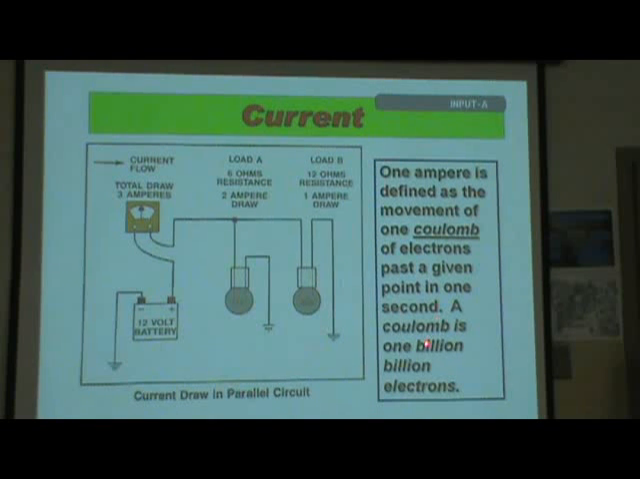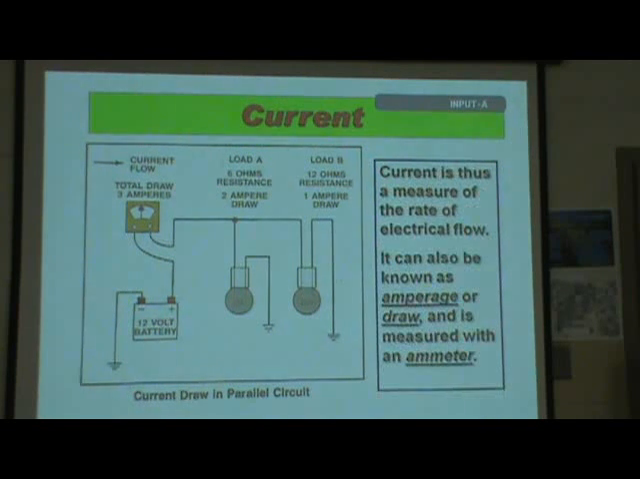C-O-U-L-O-M-B. Coulomb. Remember that word? That's a billion electrons. Now look at this. 1 amp is a movement of 1 coulomb of electrons past a given point in 1 second. Now, how do they count those? I don't know.